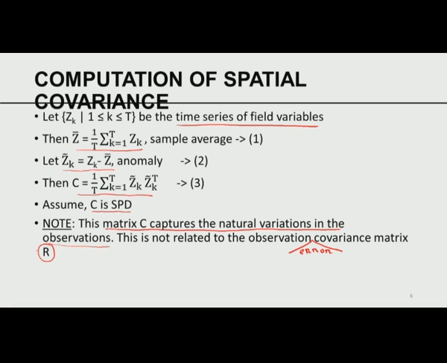So this spatial covariance essentially captures the natural spatial variability of the field variable of interest in the geographical region covered by the M observation stations. That is the fundamental idea. That is the starting point.